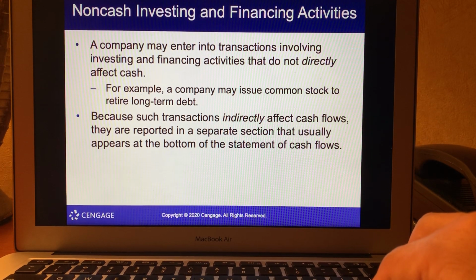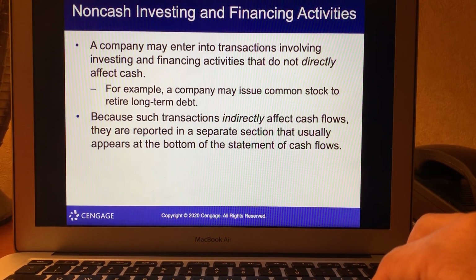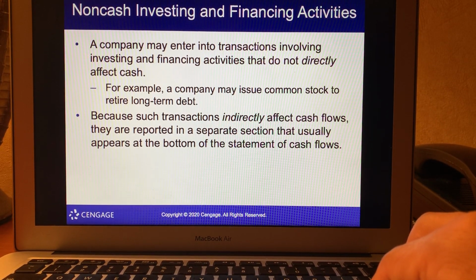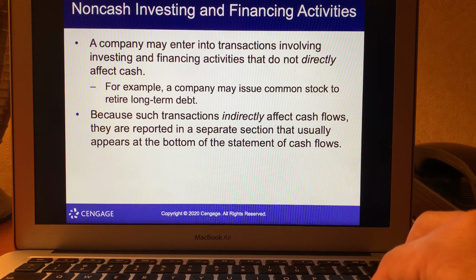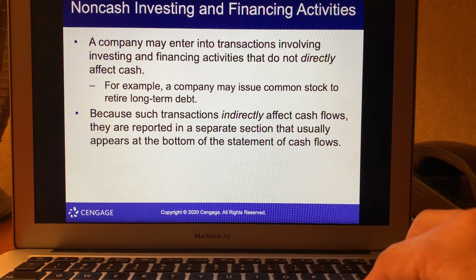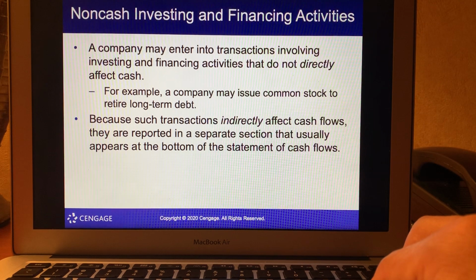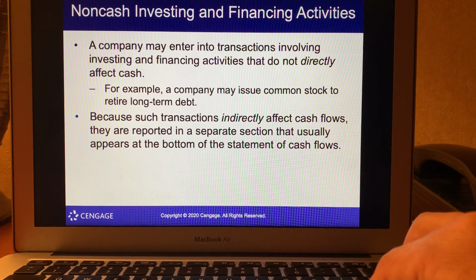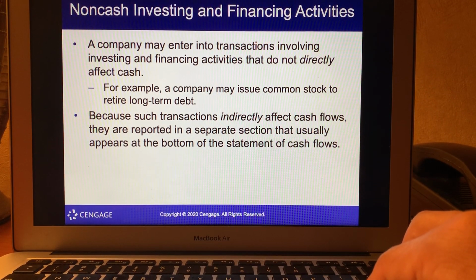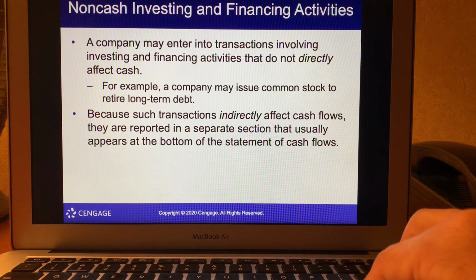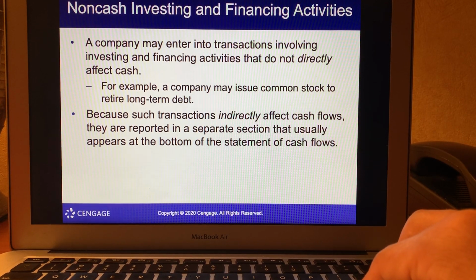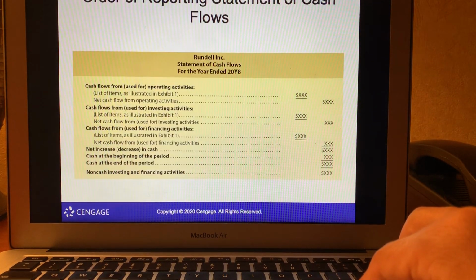A company may enter into transactions involving investing and financing activities that do not directly affect cash. For example, a company may issue common stock to retire long-term debt. Because such transactions indirectly affect cash flows, they are reported in a separate section that usually appears at the bottom of the statement of cash flows.